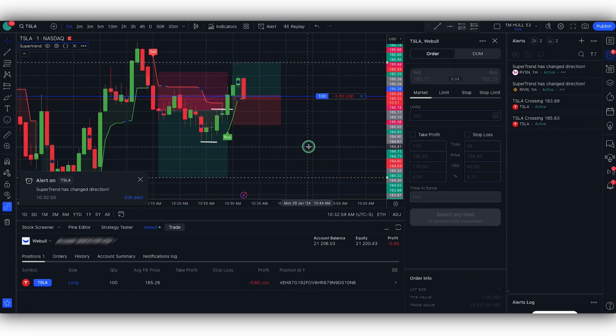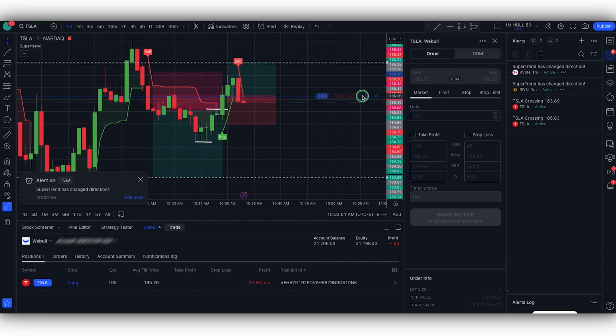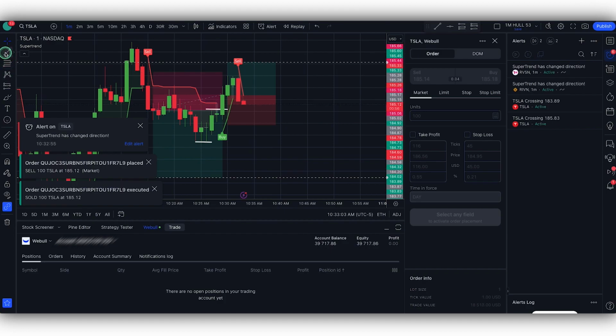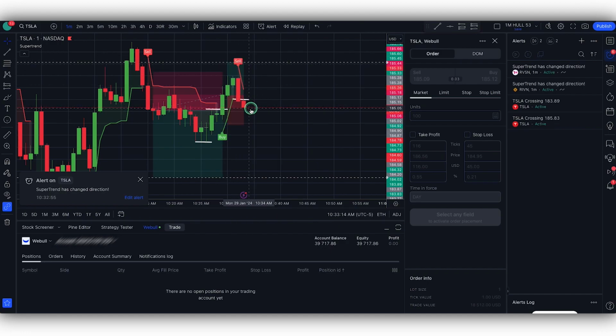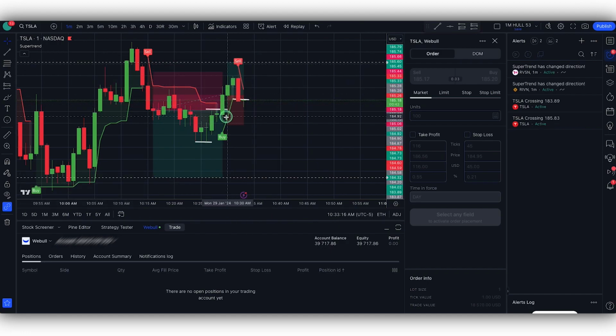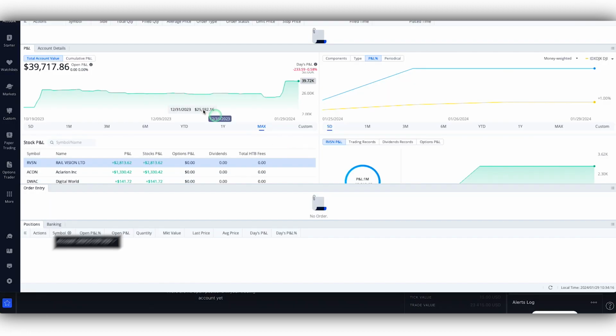Okay, we're getting a sell signal on Tesla, so I might get out of this position here. That was just a tiny $12 loss there, and it's consolidating right now, so I don't want to get back in right now. It's in this tiny range. Signals are just changing often, which means the strategy is just not going to work. So like I said, I'm using Webull here. This is a $40,000 account. Today's P&L so far, we're down $233.